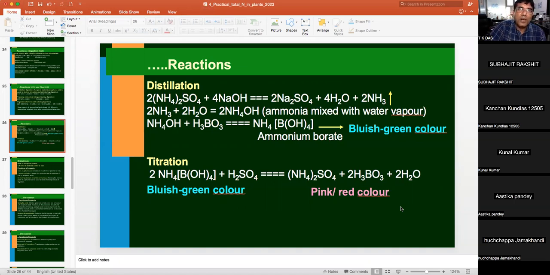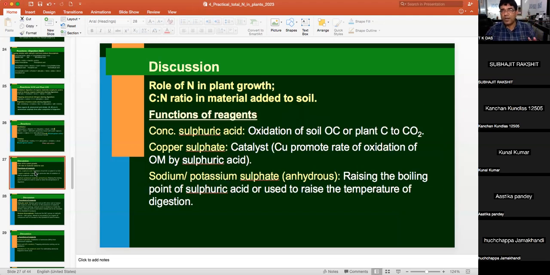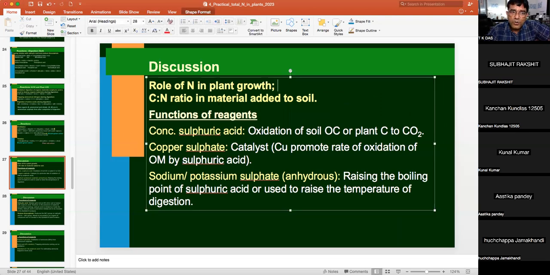This is how total nitrogen estimation is completed in 3 different steps: digestion or oxidation or destruction of organic material, or mineralization of organic material artificially, then distillation and titration. And I have also shown you the calculations, how to calculate the nitrogen in the soil sample or plant sample. Role of nitrogen in plant growth is known to you. CN ratio of material added to soil, I can take one full class on CN ratios.